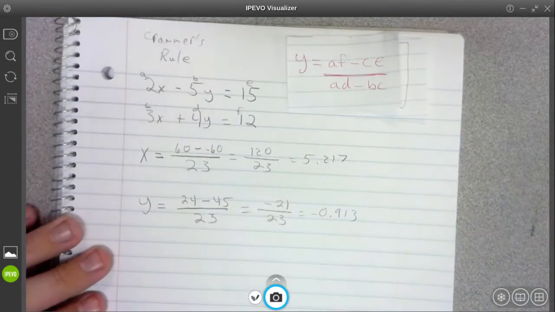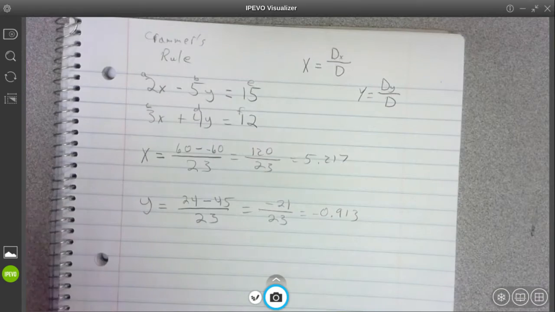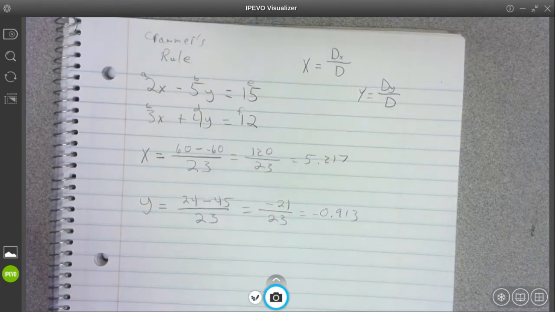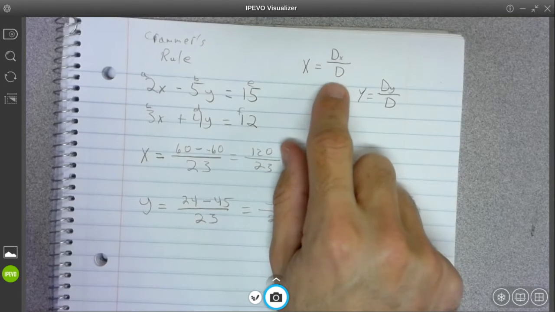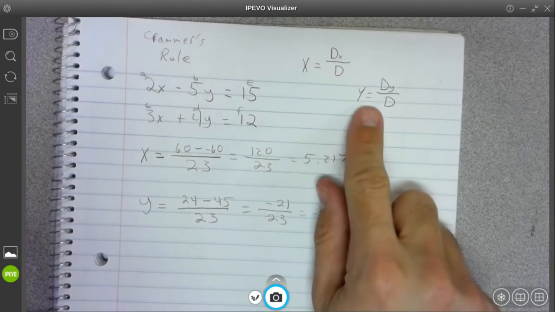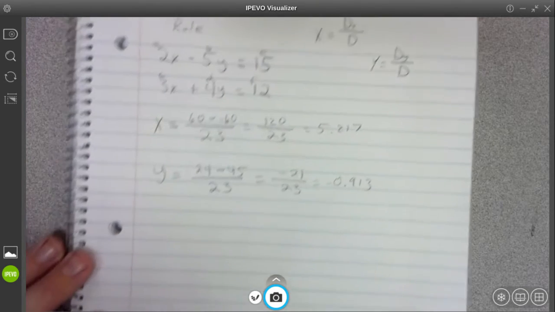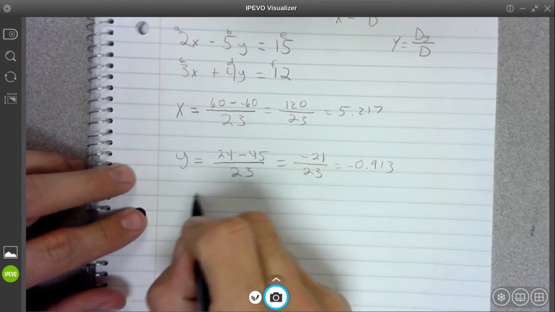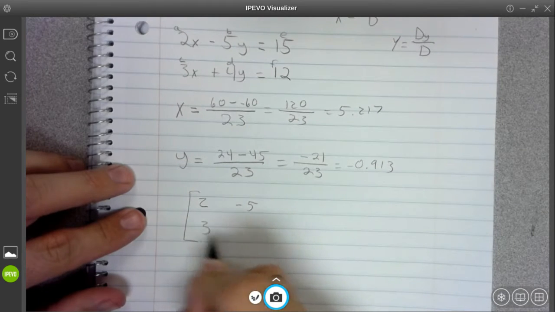See, the thing is, though, you're not going to remember this formula. It's crazy hard. So what they do is they give this weird notation here. It's going to be the determinant of x, divided by the actual determinant, which is that 23. And then for the y value, it's the same idea: determinant of y divided by D. So how these numbers arise, let me see here. Our matrix was 2, -5, 3, and 4.